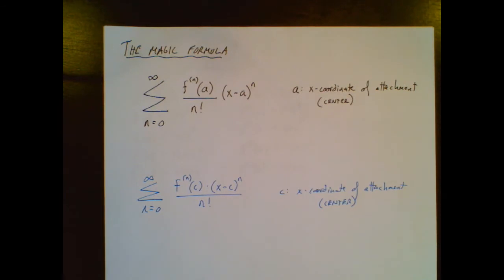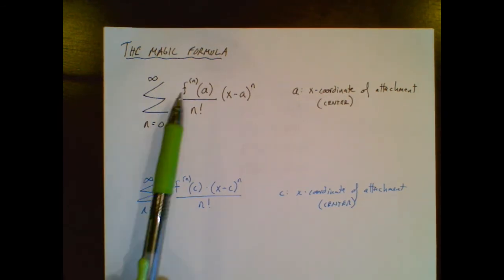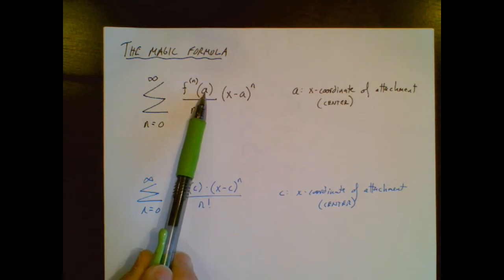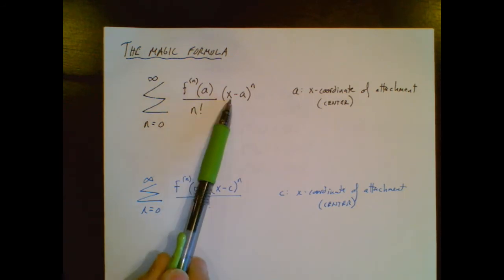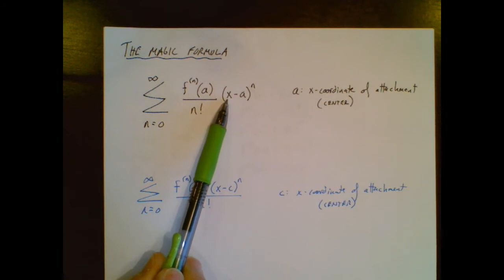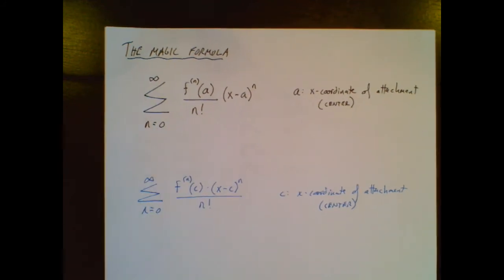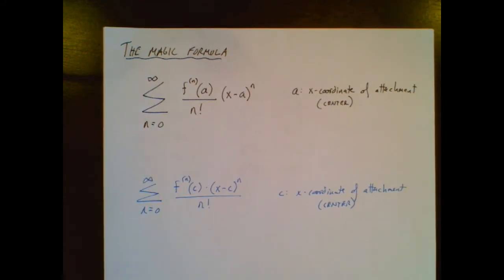Just a heads up for your future, it's a little bit confusing. This represents the x-coordinate at which we've attached, but this represents an x-coordinate that you are allowed to plug into the formula once you've built your equation. So they're both representing x's, just for a different purpose.